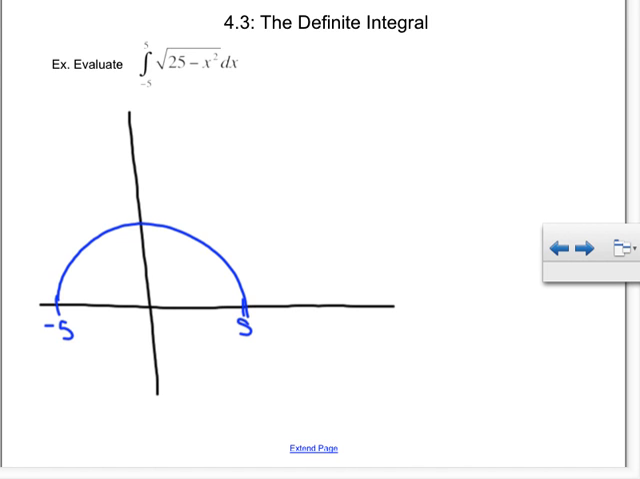Okay. So then this is the area underneath this circle from negative 5 to 5. Okay. Now, does anyone think they can tell me what this integral is equal to then, just based off that?